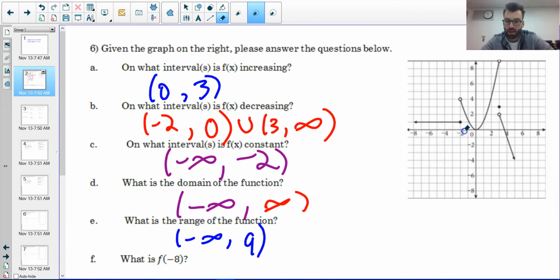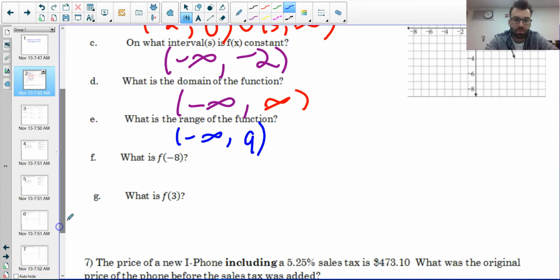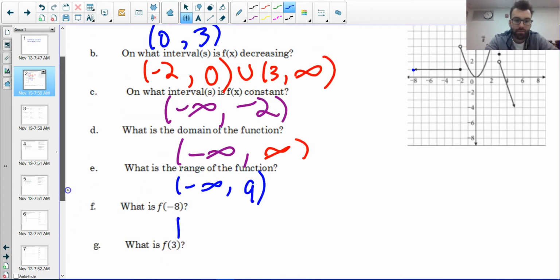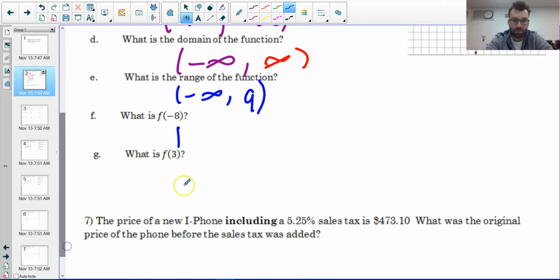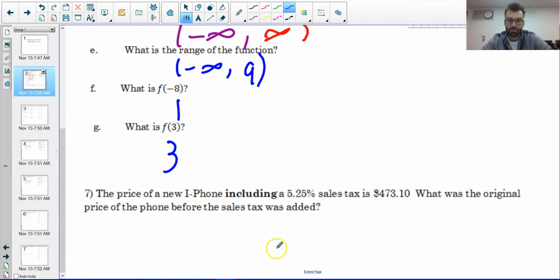What is f of -8? Which means I go to -8 here, my x value, and find my y value. That's 1. F of 3. Go to 3 at the x. I have 2 open dots and 1 closed dot. Remember, the open dots mean x will not equal. The closed dot is actually the value you want to look at. So our answer there is 3.